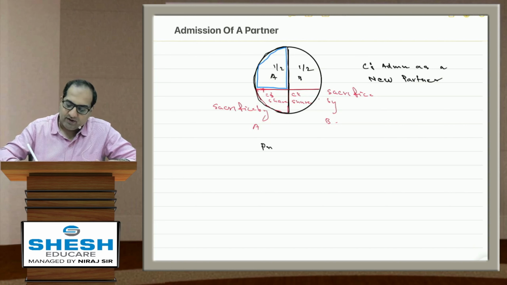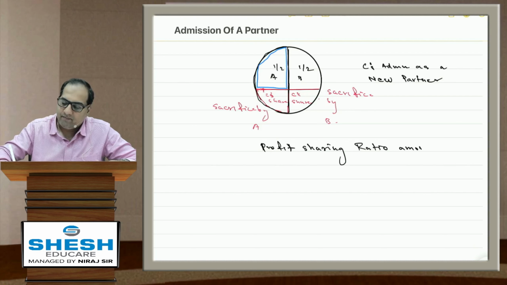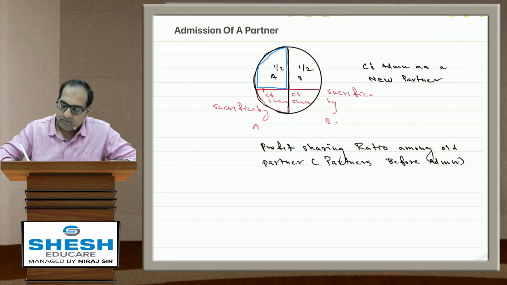So the profit sharing ratio among old partners, that is partners before admission, is old ratio.